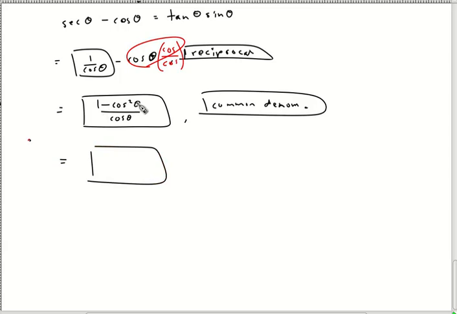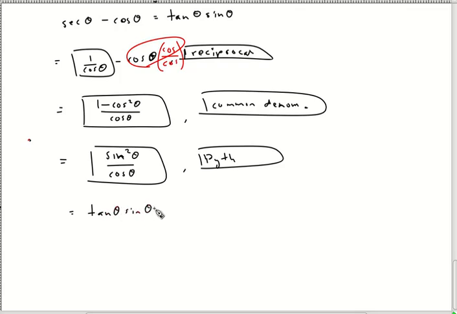Well, the top here is actually a sine squared of theta. And then we have a cosine down here. And this is the Pythagorean identity. So click the Pythagorean, blah, blah, blah, blah. And then they say, aha, you made it to the end. That's tangent times sine. And you're like, what? How did that just happen?